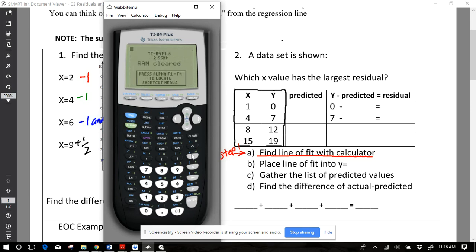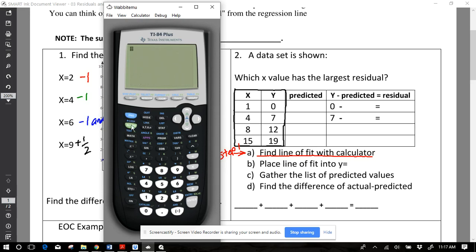Okay, and now I'm ready to start a fresh problem. So let's revisit those steps that we did the other day. Stat, enter, and we're going to type in our data set. Remember to hit enter after each number. I'm going to go over and type in my y values, 7, 12, and 19.